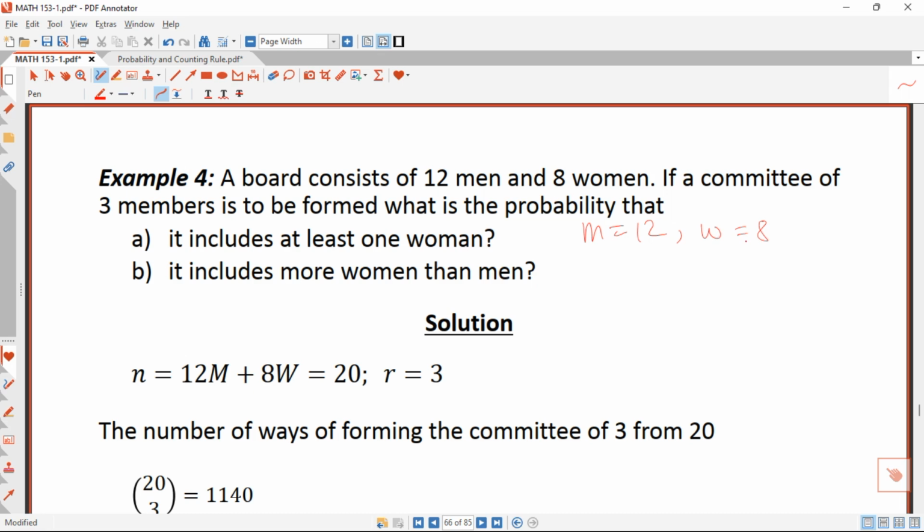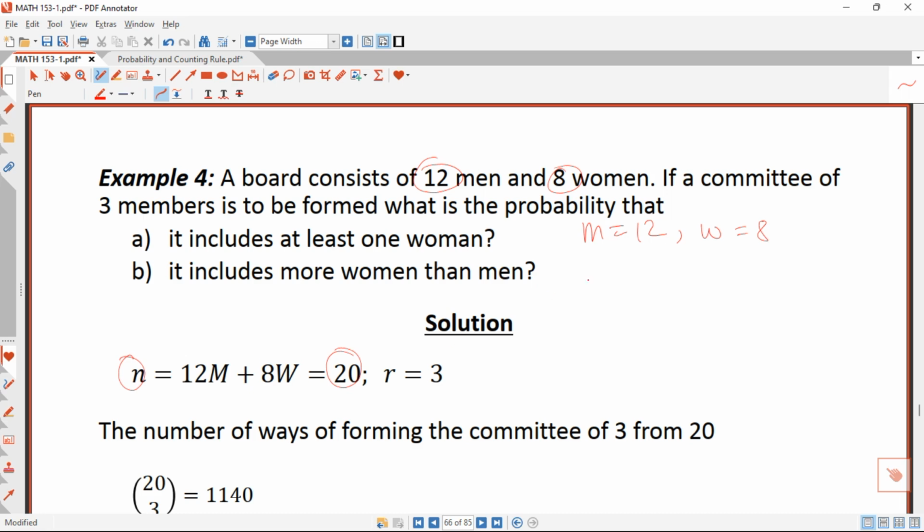W represents women, which is 8 from the question. We are having 12 men and 8 women. So if you want the total observation N, it will be equal to 12 men plus 8 women, which is going to be 20.